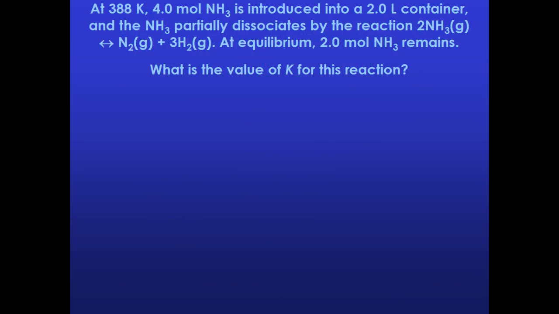The last example in 16.4 is going to be dealing with concentrations. We have 4 moles of ammonia gas that's being placed into a 2-liter container at 388 Kelvin, and we're showing you that ammonia decomposes into nitrogen and hydrogen in an equilibrium reaction. And we're told how much ammonia remains at equilibrium. So it's the same type of problem that we just did, but we're going to calculate K this time as opposed to Kp. So first things first, we're going to write an equilibrium expression where the products are over the reactants. Remember that hydrogen is going to be cubed and ammonia squared based on the coefficients.